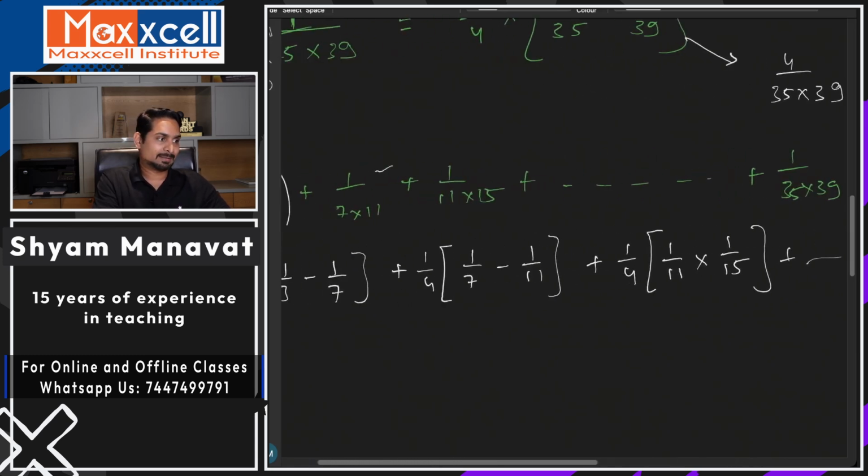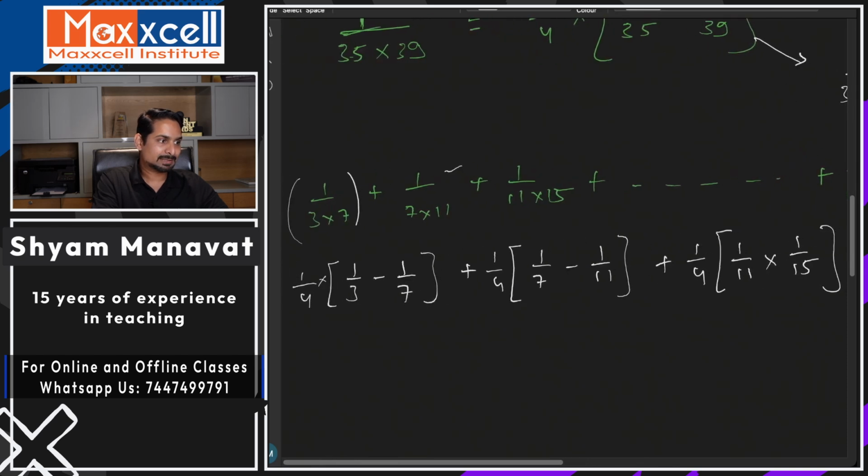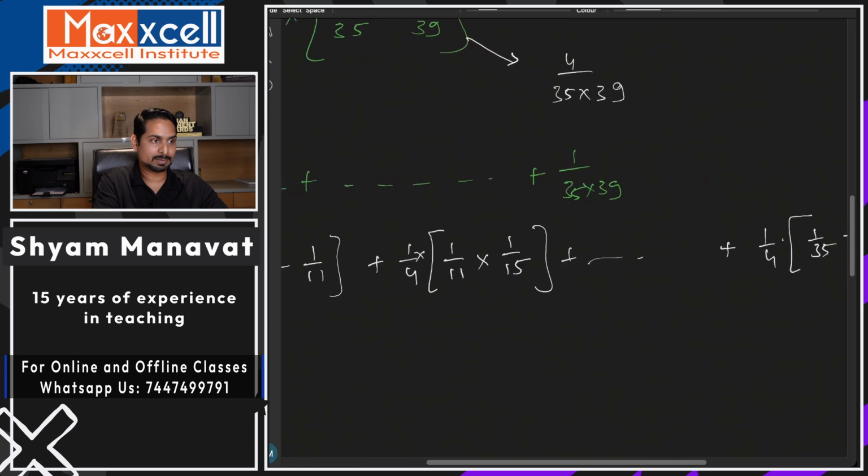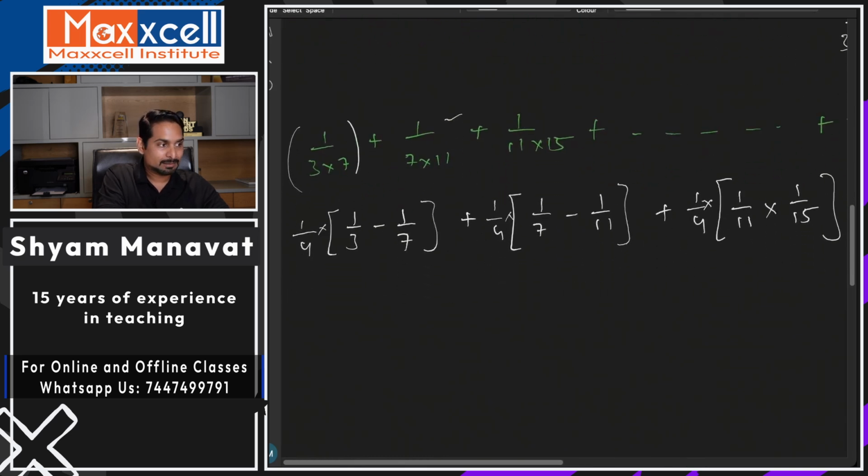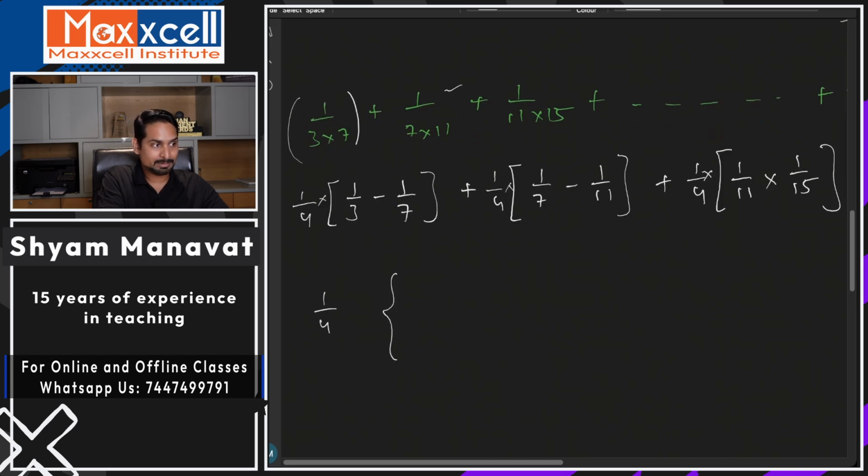Now please understand, each term has 1 upon 4 with it. So I can take 1 upon 4 common. So what is left? Now let's open the bracket here. So I have 1 upon 3 minus 1 upon 7 plus 1 upon 7, and here you will understand the importance of partial fraction for this particular type of series. This is not multiplication, Ray.